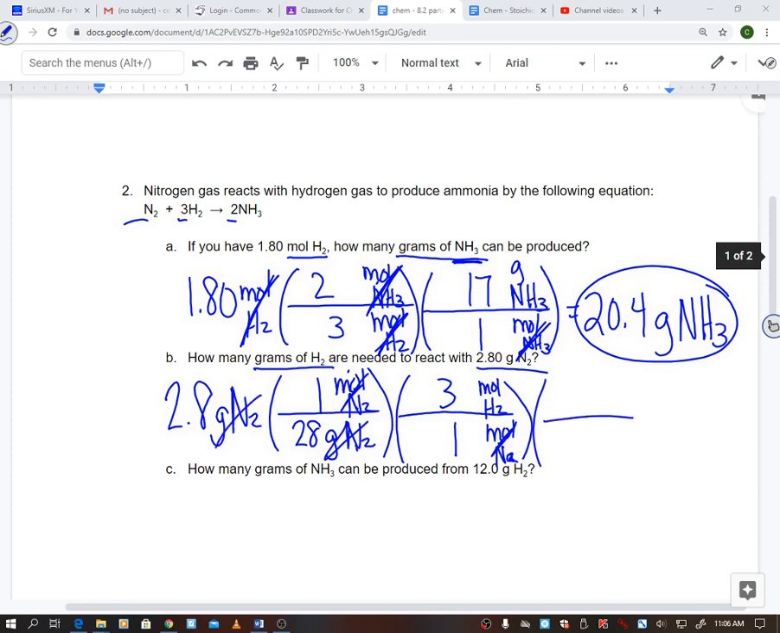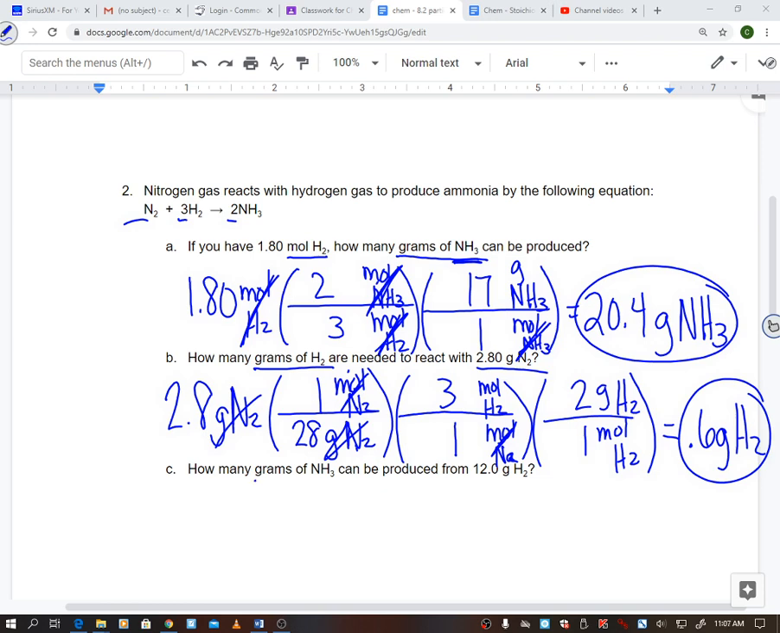Now I've got to switch over to grams. So in 1 mole of H2, there are 2 grams of H2. All right, hydrogen weighs 1, but there are 2 of them. So 2.8 divided by 28 times 3 times 2 is 0.6 grams of H2.